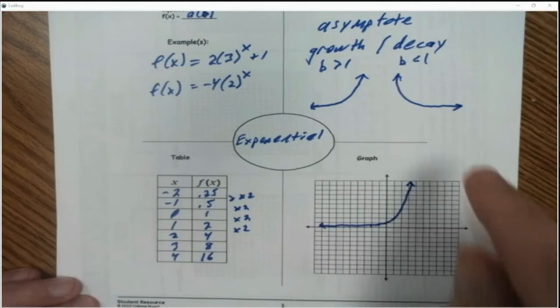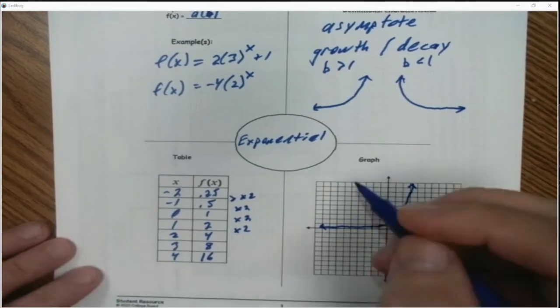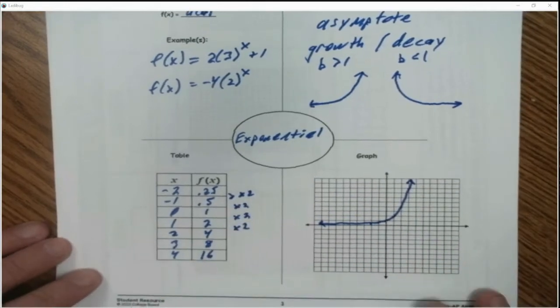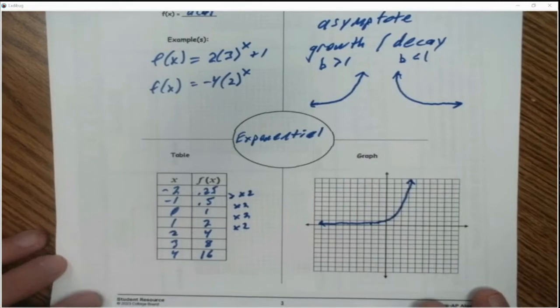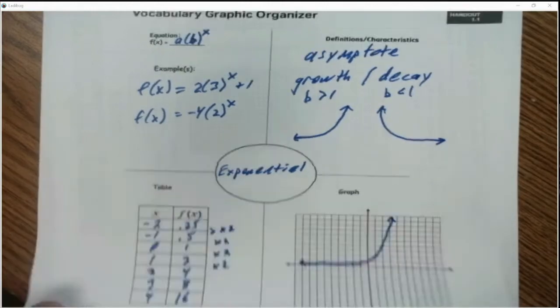It's going up, growth at times 2, as opposed to decay, which would be going down, and we would have a number like times a half, something smaller than 1. All right, very good.